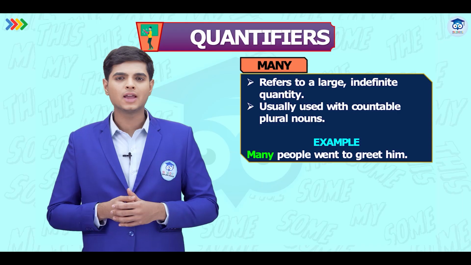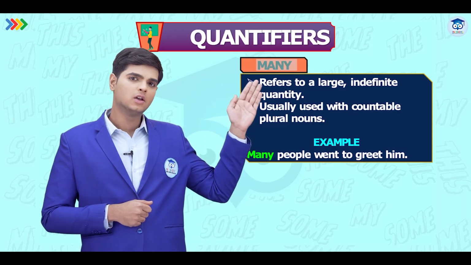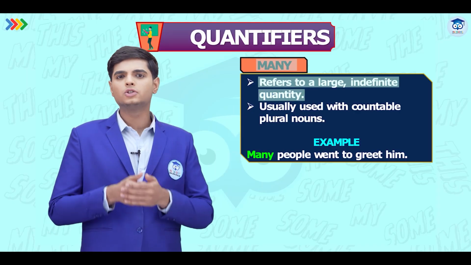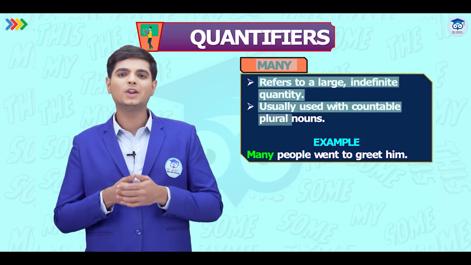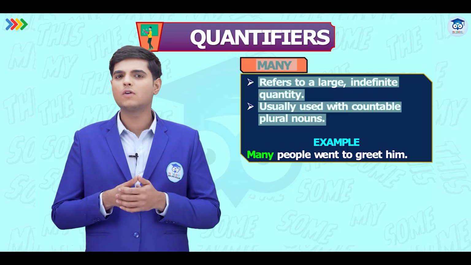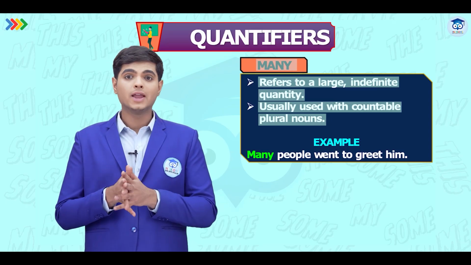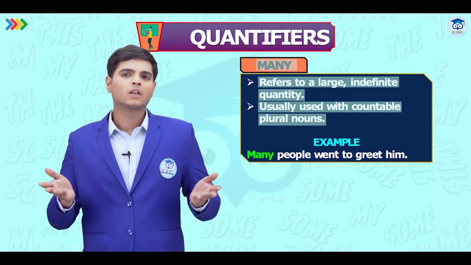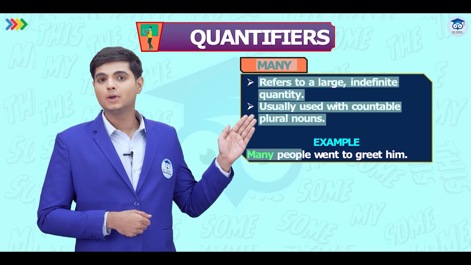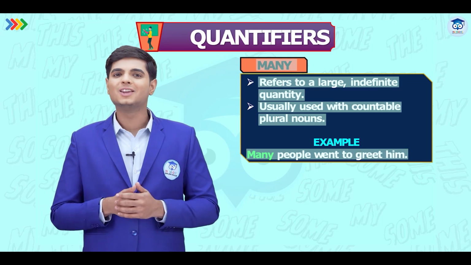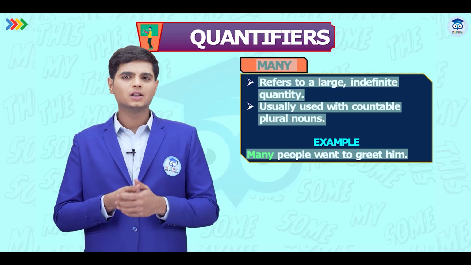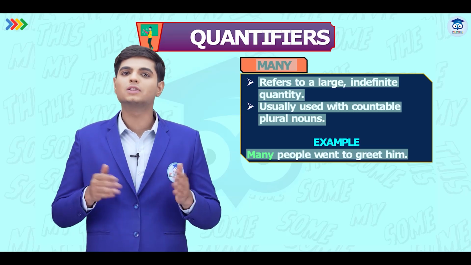Now, compare that with the quantifier many, which also refers to a large indefinite quantity, but it is usually used with countable plural nouns. So, instead of water or sugar, we use many with nouns like people, books, or pencils. For example, many people went to greet him. The noun people is countable and plural, and the word many tells us the number was large but not specified.